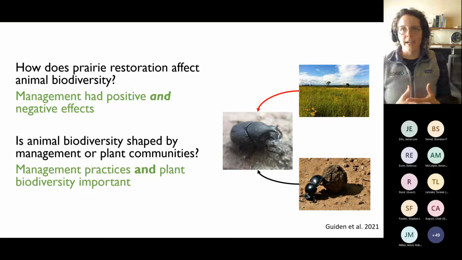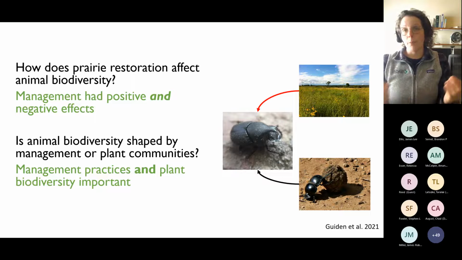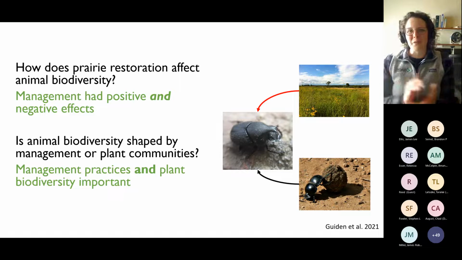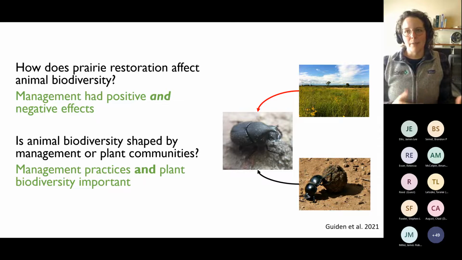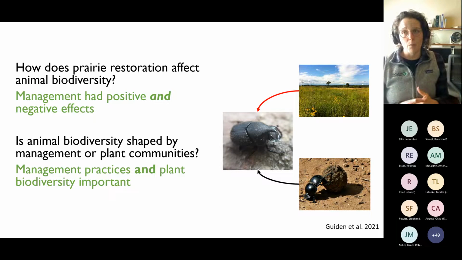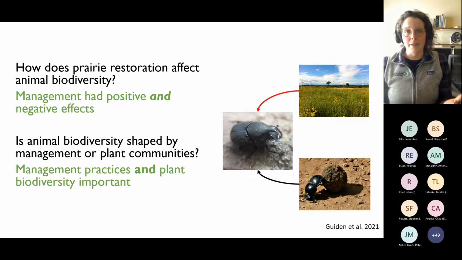So to answer their questions, how does prairie restoration affect animal biodiversity? Management had both positive and negative effects, and that's to be expected. There's some trade-offs in management. I'm sure many of you are very familiar with thinking about a landscape where you can mix and match management approaches and have habitats that support multiple different types of animals across the big landscape scale. And their secondary question, I would actually amend that to say that management practices and plant biodiversity were important in structuring animal communities. But those management practices had a really strong effect, and that was a really interesting take home from these data.